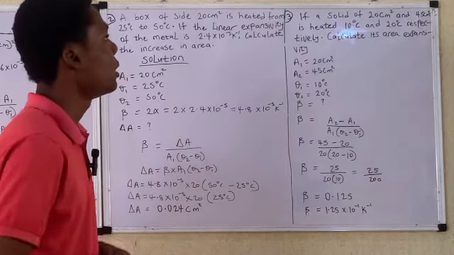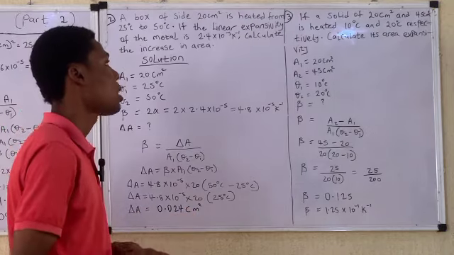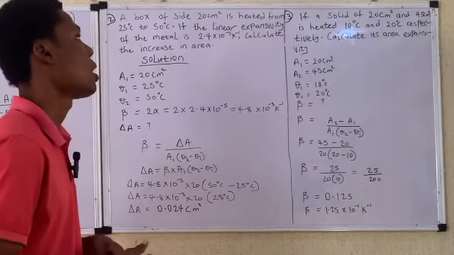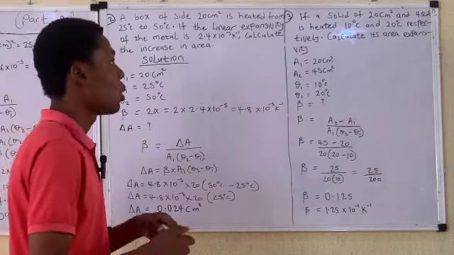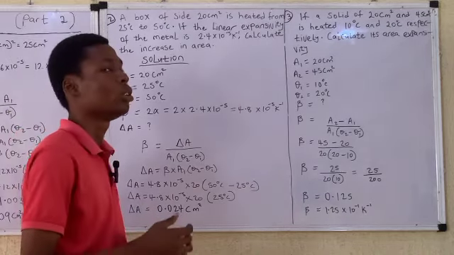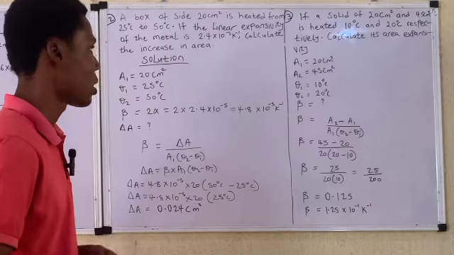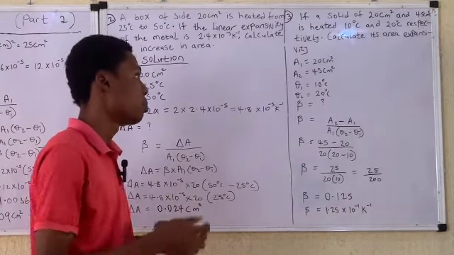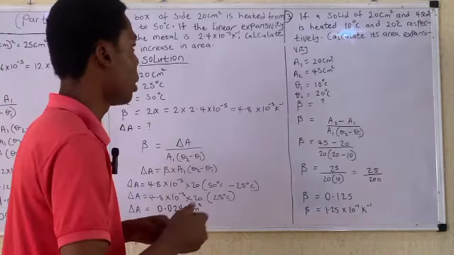If a solid of 20 centimeters square and 45 centimeters square is heated 10 degrees Celsius and 20 degrees Celsius respectively, calculate its area expansivity. This one is just straightforward, just by applying the formula and you get your answer. But before then, we have to bring out our parameters first. So what are our parameters from the question?